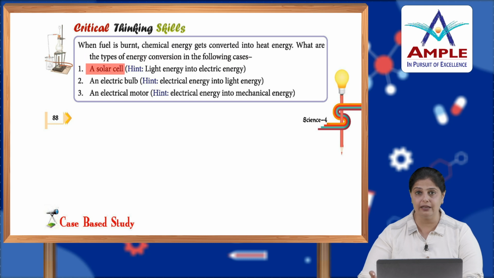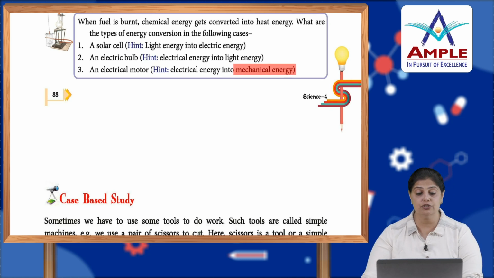In a solar cell or a battery that we use, light energy is converted into electrical energy. Then in an electric bulb, electrical energy gets converted into light. So when you light the bulb, light is produced. In an electrical motor, electrical energy is converted into mechanical energy. The motor starts running or working. So that's when it is changed.